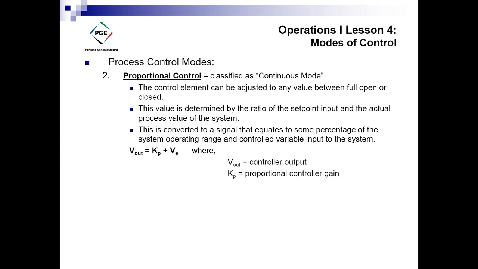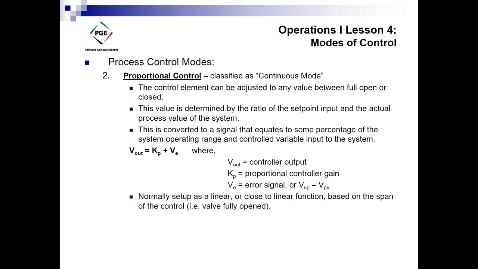So V out is controller output, and then KP is the proportional gain, controller gain. And then V sub E is the error signal, your set point minus your signal from your output sensor.